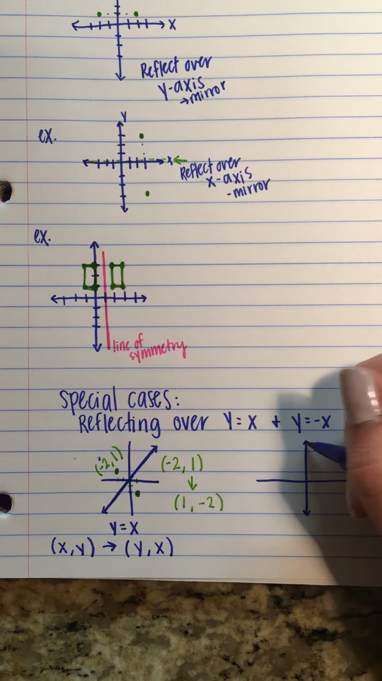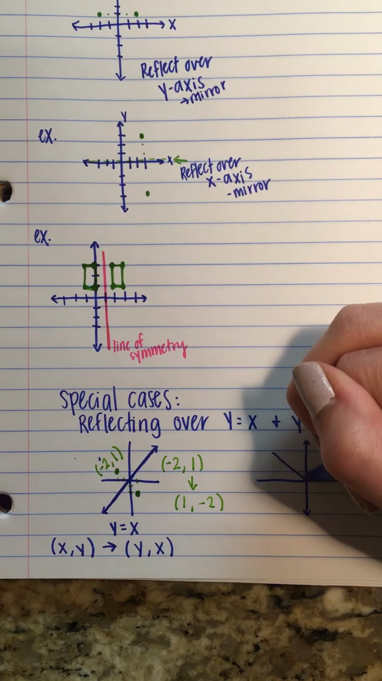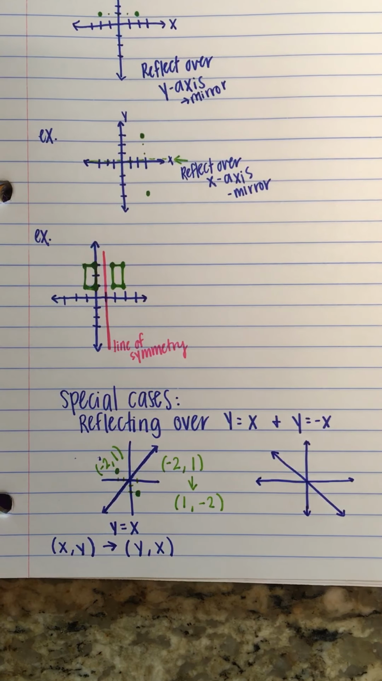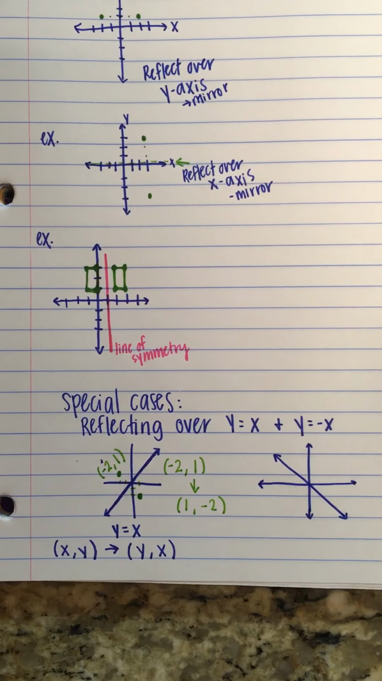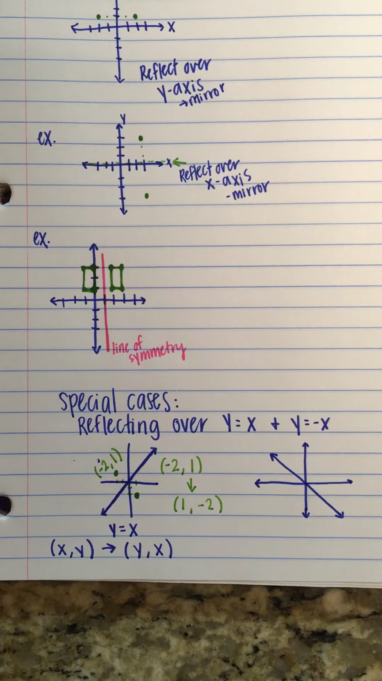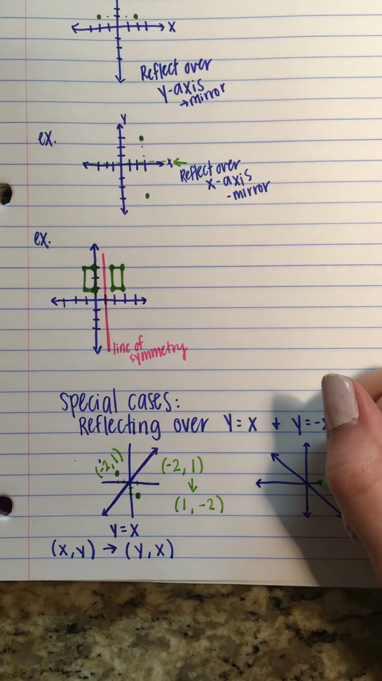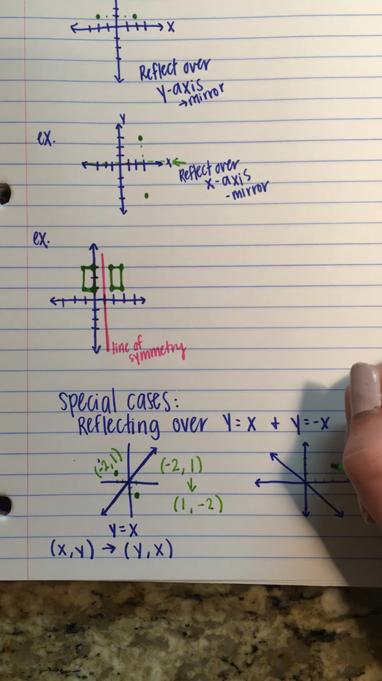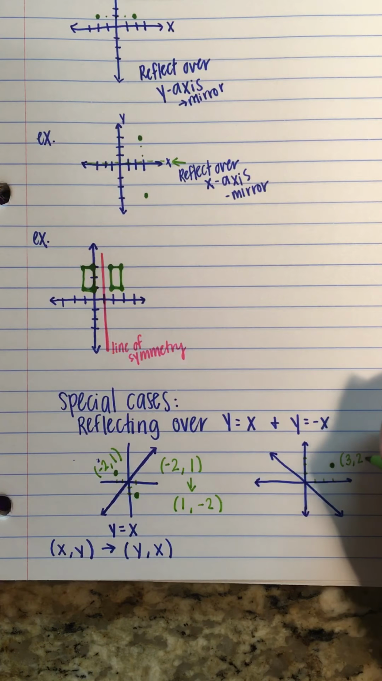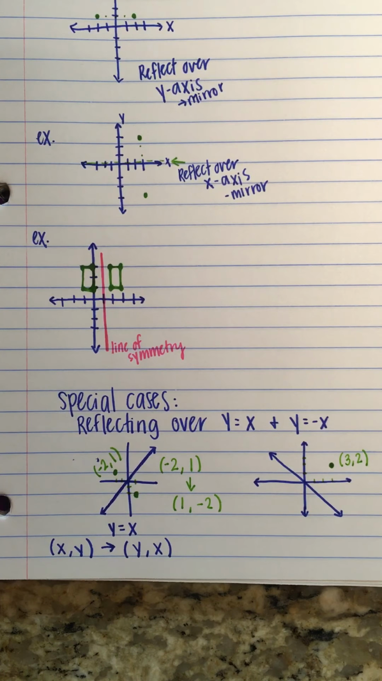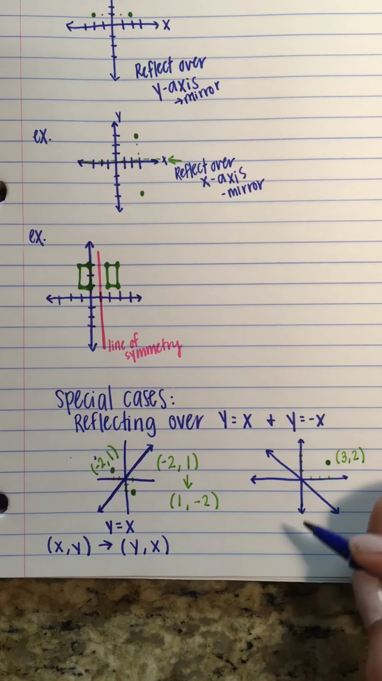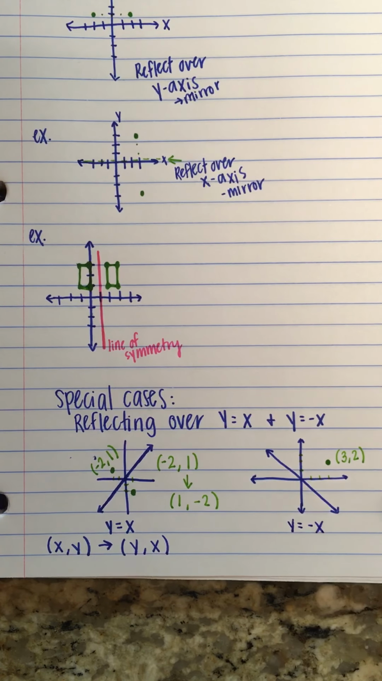So y equals -x is a diagonal line through the origin. You should feel pretty comfortable recognizing that at this point. So let's say we have the point, you know what, this time let's use how about 3, 2? We're going to use the point 3, 2. And we're going to reflect it over y equals negative x. So we're reflecting over y equals negative x.